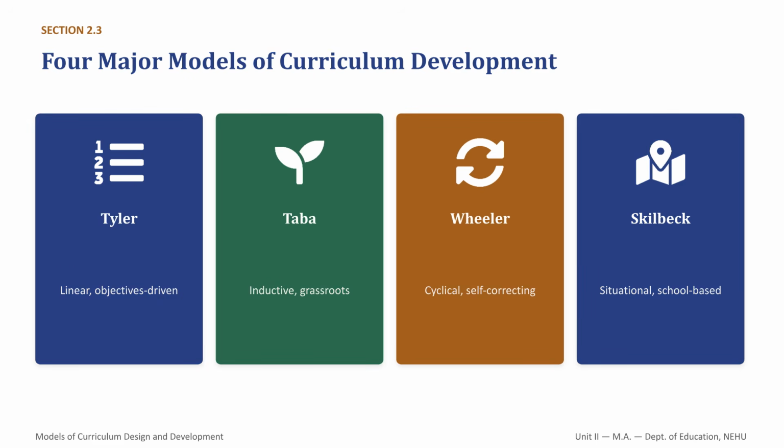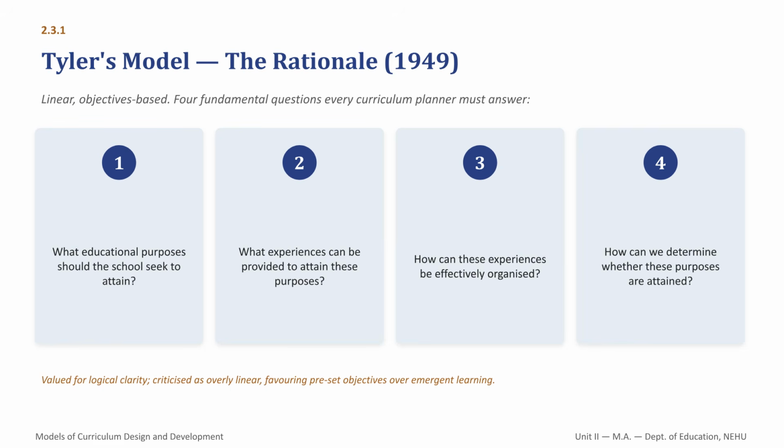Moving to development, we look at four major models: Tyler's linear, objectives-driven approach; Taba's inductive, grassroots model; Wheeler's cyclical, self-correcting cycle; and Skilbeck's situational, school-based model. Tyler's 1949 rationale is famous for its linear focus on four questions: identifying educational purposes, selecting experiences to attain them, organizing those experiences effectively, and evaluating the outcomes. While logical, it is often criticized for being overly rigid.